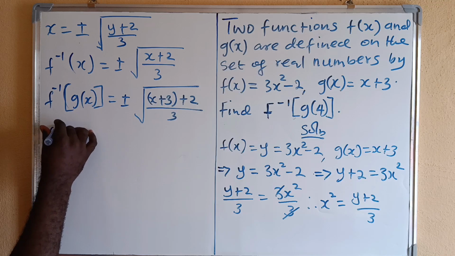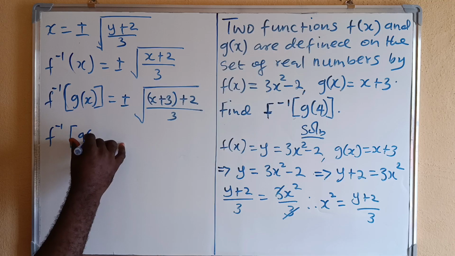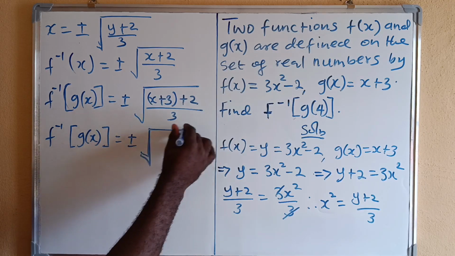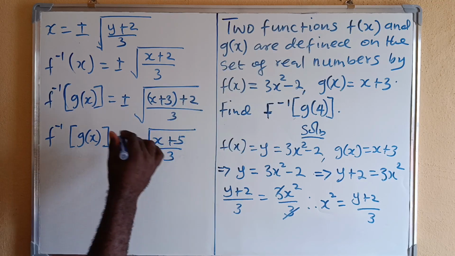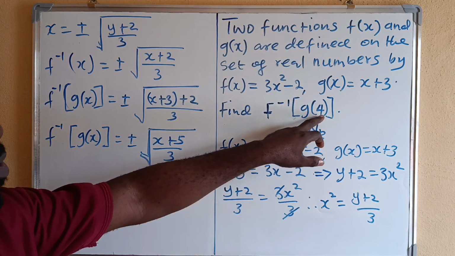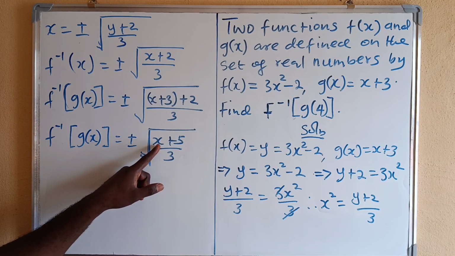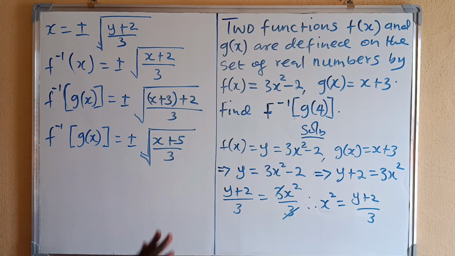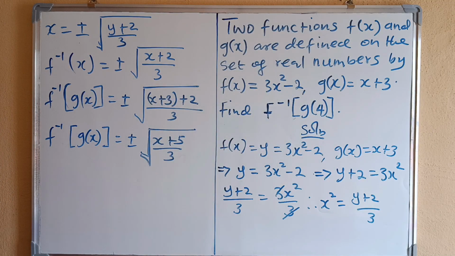So my f inverse of g of x will now be plus or minus root of, 3 plus 2 gives me 5, so I will have x plus 5 divided by 3. So I've gotten the composition, but we are asked to do that at a point, to find the value where x is equal to 4. So what that means is wherever I see x, I'll put 4. We have to first compose them to have my expression, and then insert the value of x to be equal to 4.